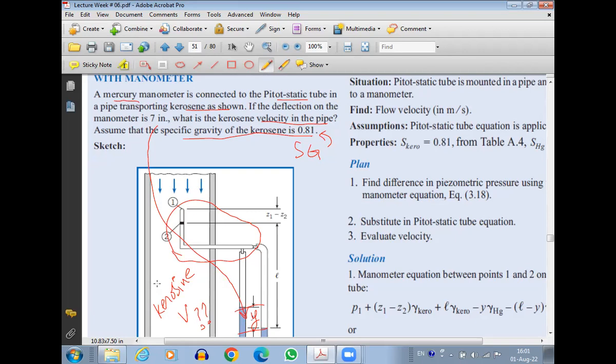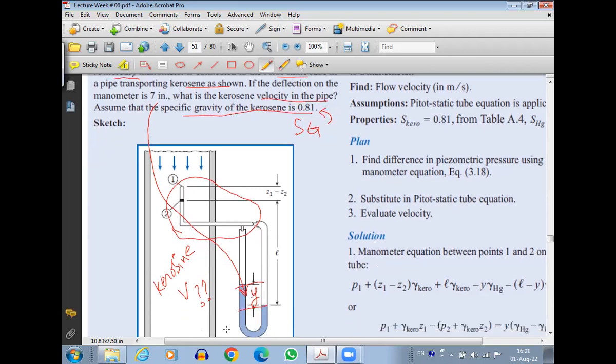This differential manometer is basically filled with mercury here. So the mercury is showing a deflection of 7 inches. Now I know the deflection is 7 inches, and I want to use this measurement to find out the velocity in the pipe. How do I get this measurement? By connecting a manometer to the Pitot static tube. The full name is Pitot static tube. Before moving towards the solution of the problem, do you understand the problem statement? Anything within the problem statement which is not clear? Do you understand this figure?